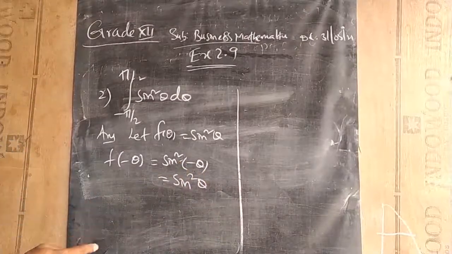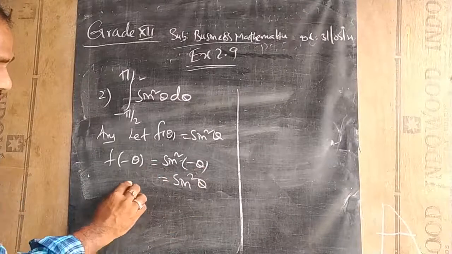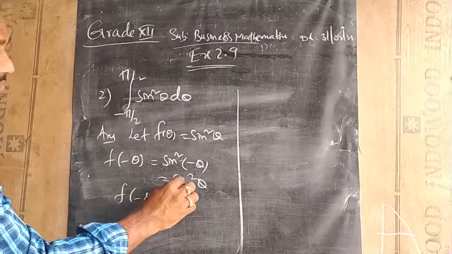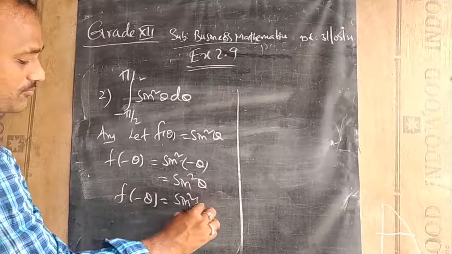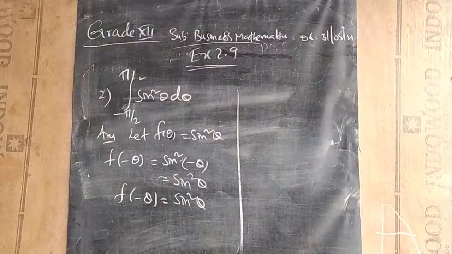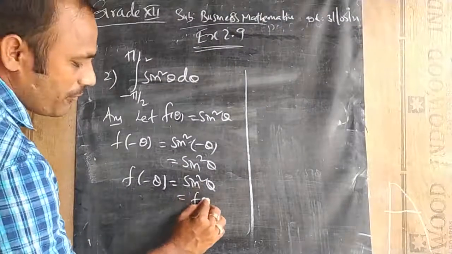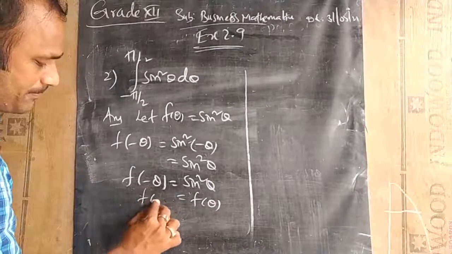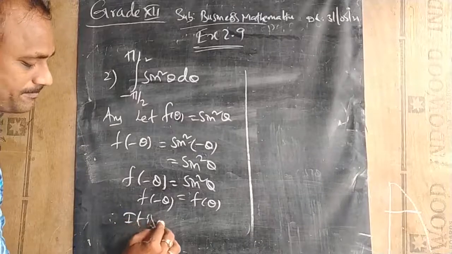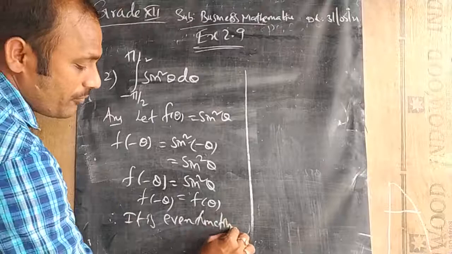So we are going to get it as sin square theta. Why? Because it is a square. Sin of minus theta will be minus sin theta, but since it is a square, it will become sin square theta. So we are getting f of minus theta is equal to sin square theta. Here f of minus theta is equal to f of theta. So therefore it is an even function.